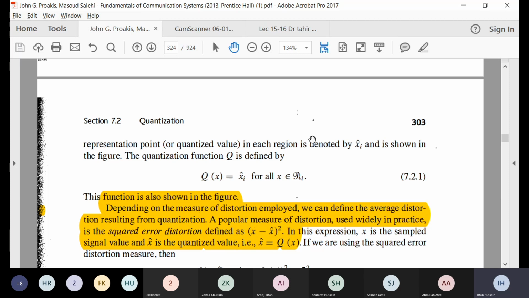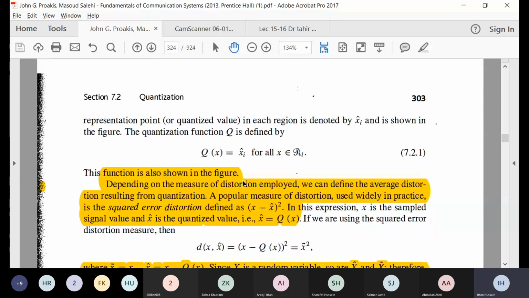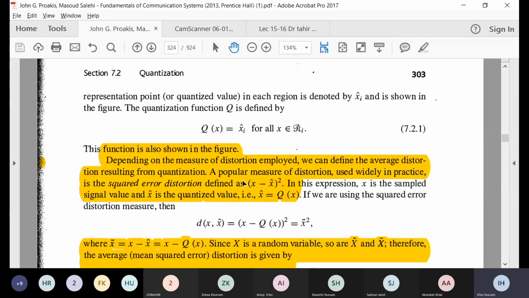And for each region, if your continuous value belongs to a region, the quantization function or the quantized value will be just xi hat. So depending on which region your x falls in, the region's representation, given by xi hat corresponding to the ith region, will be the output. Now what will be the distortion? Distortion will be the difference between the actual continuous value and its representation. We can use different measures to represent distortion. The popular distortion measure is called the square error distortion, where again we have x minus x hat, but we take its square, which will give us the square error distortion.